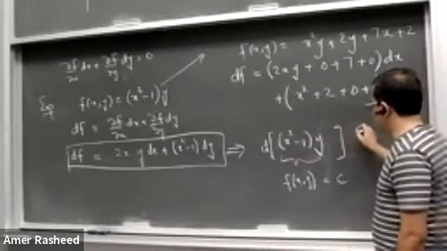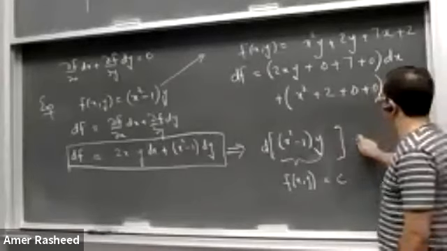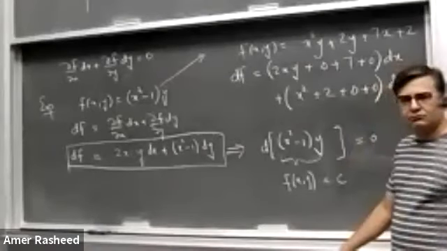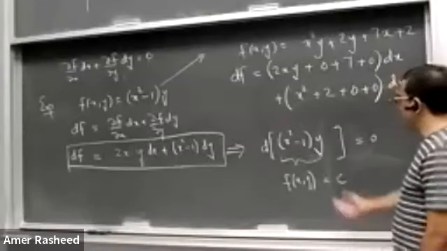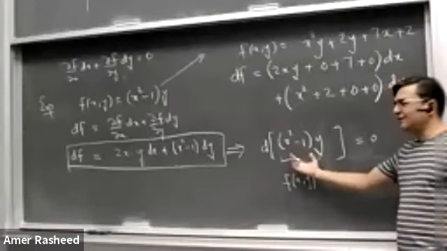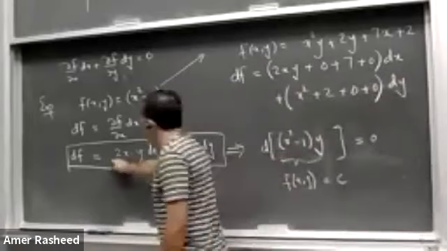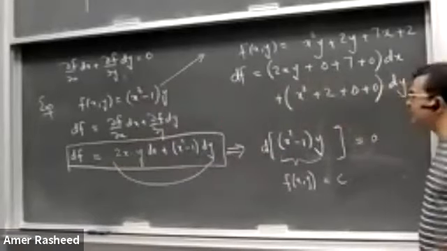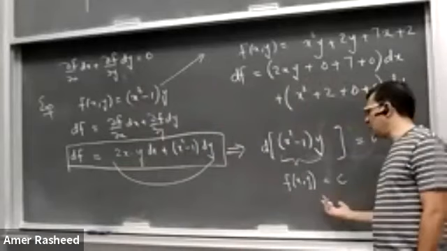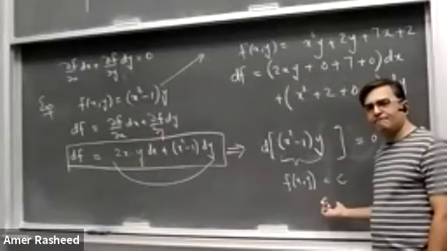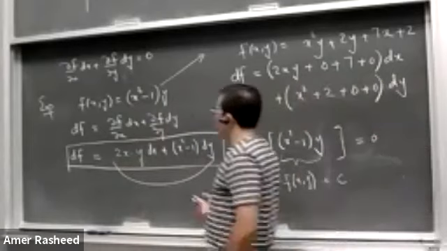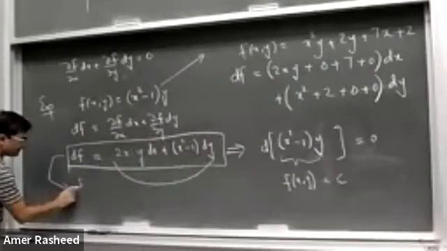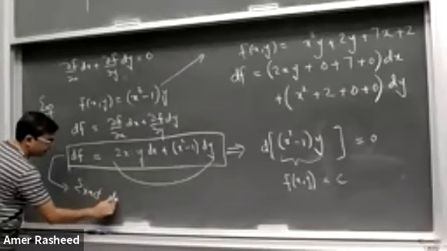If we put it equal to maybe 0, then the differential of this function is what? The right hand side is basically the differential of some function f of x y equal to c. We call that this is the exact differential. This is an exact differential.